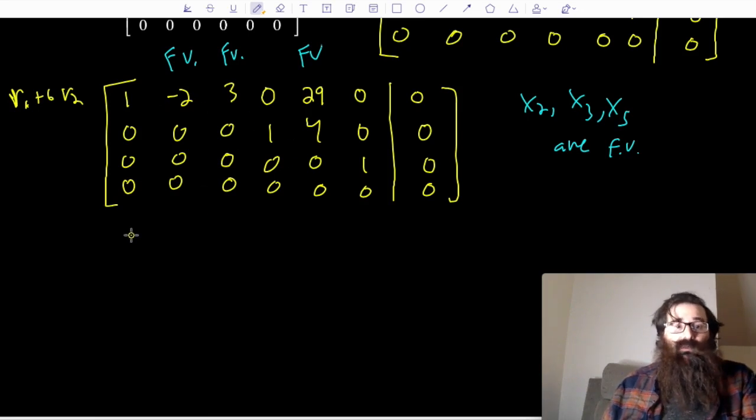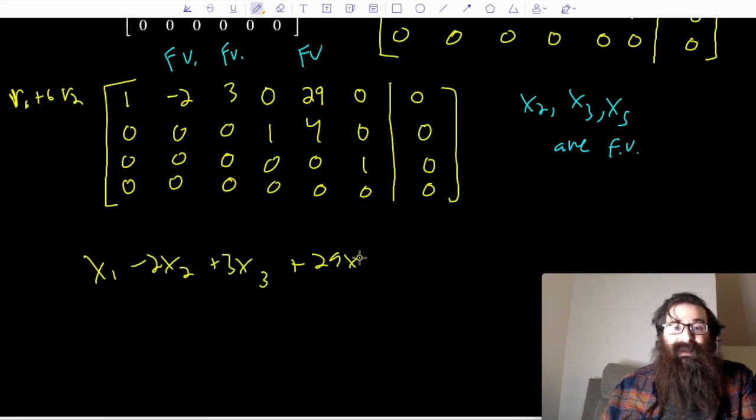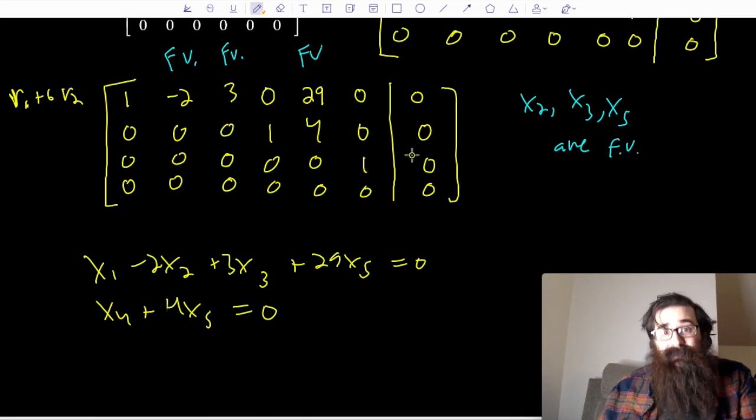So okay, what are these rows trying to tell me? Well, the first row says x of 1 minus 2x of 2 plus 3x of 3 plus 29x of 5 is equal to 0. Second row, so we got 0x1, 0x2, 0x3 says 1x4 plus 4x of 5 equals 0. And this third row says 0x1, 0x2, 0x3, 0x4, 0x5, x6 equals 0.